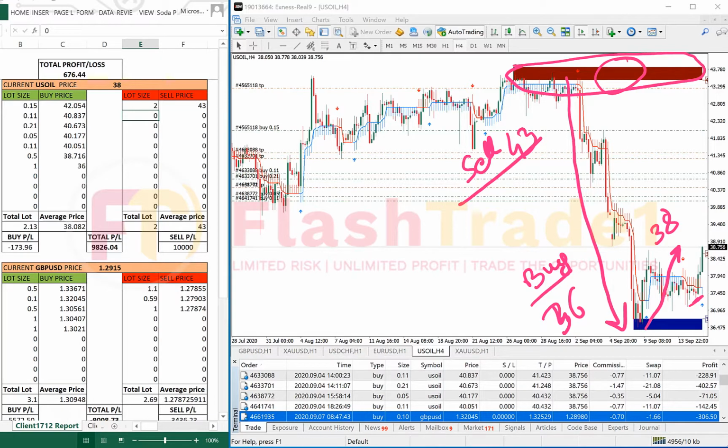We can see that he is holding all the buy positions, and we just created one sell position at 43 and one buy position at 36, as per our chart and patterns, and his loss is recovered directly, from minus 2,000 to plus $9,800. So that's a simple strategy. I think there is no complex mechanism.